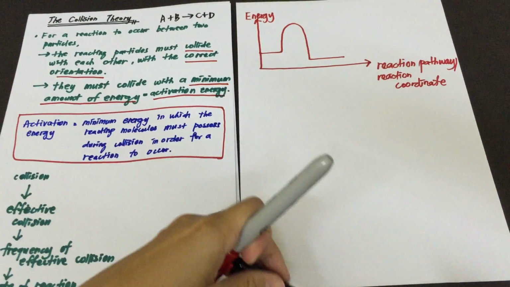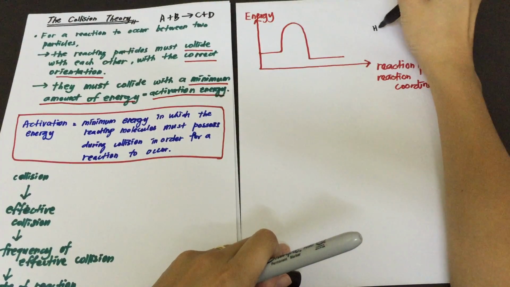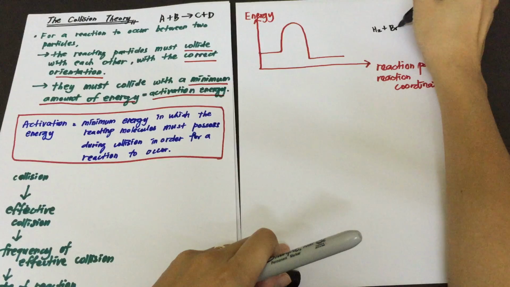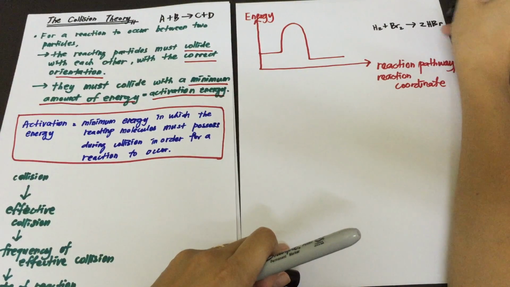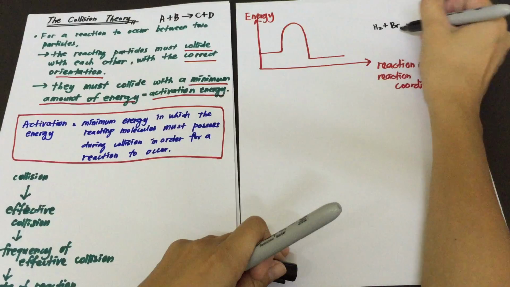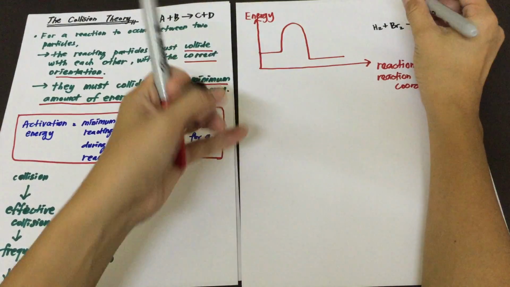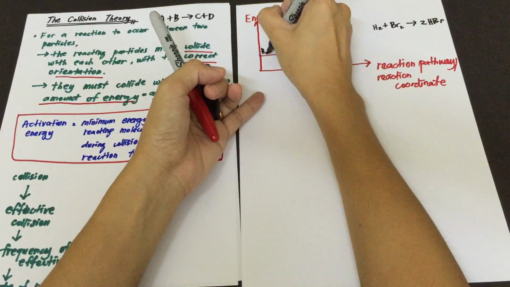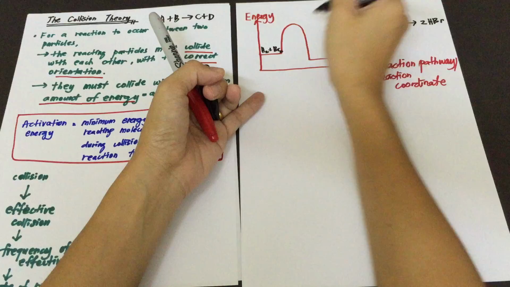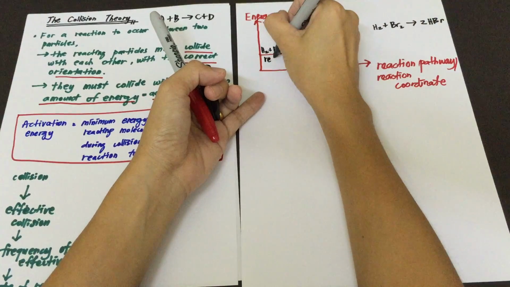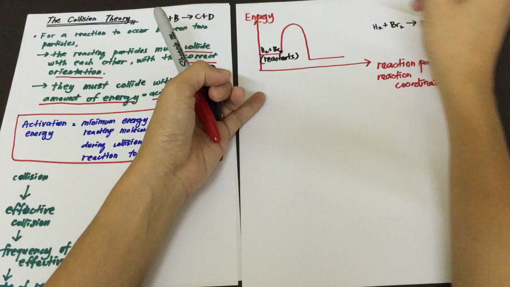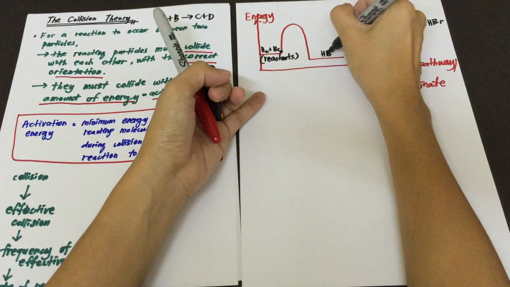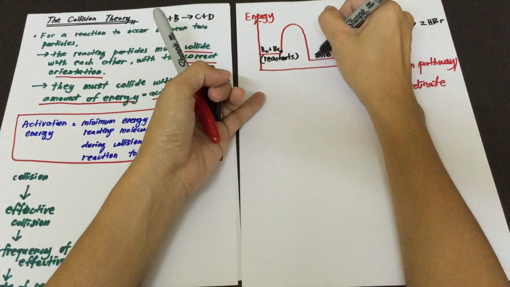Taking the example just now, where we have hydrogen and bromine molecules reacting to form two molecules of hydrogen bromide. So the hydrogen and bromine molecules are the reactants, while the hydrogen bromide molecules will be the product.